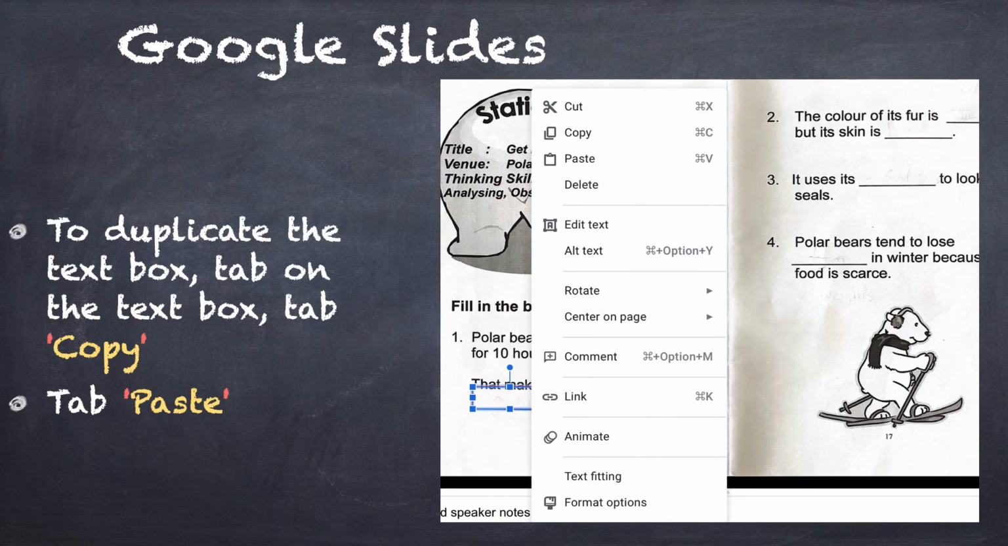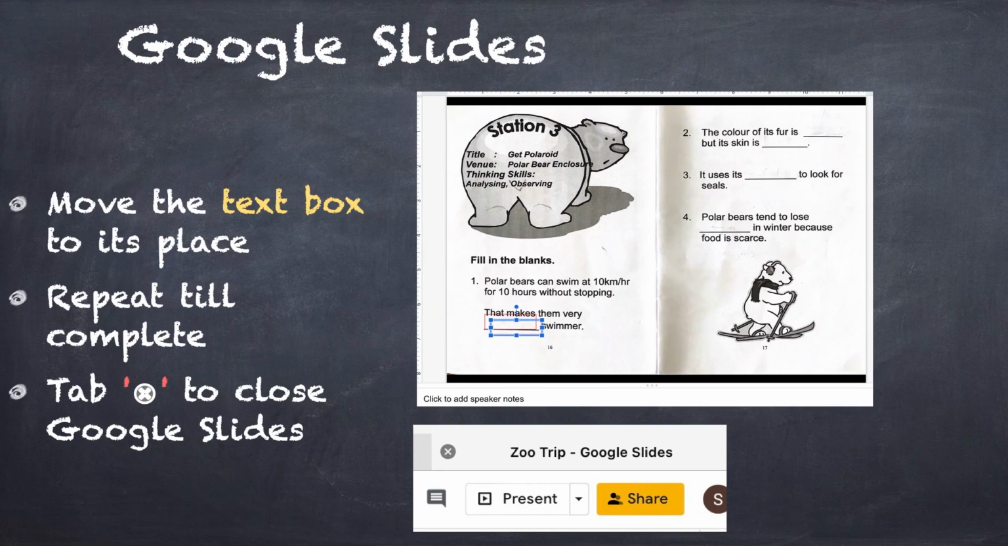To duplicate the text box, tap on the text box. And then tap Copy. Once you have copied, tap on Paste. You will see the text box is duplicated. You can move the text box to its place by selecting the arrow tool. Repeat till all the text boxes are created. Once everything is done, tap the Close button to close Google Slides.